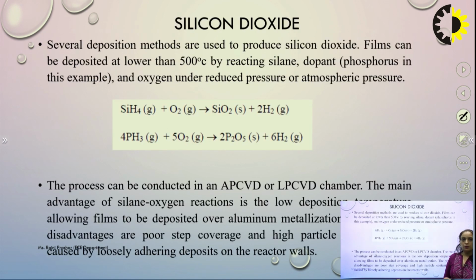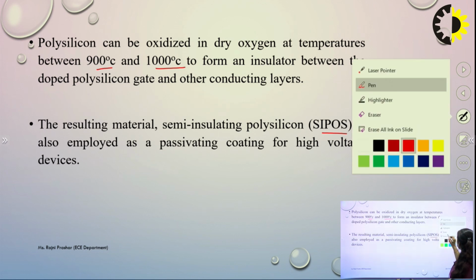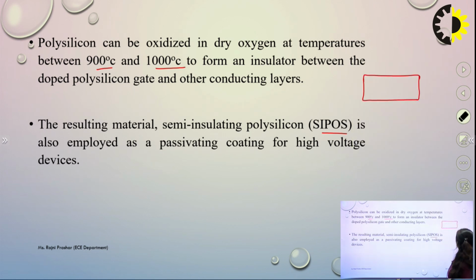The next material which we are going to study for deposition is silicon dioxide. Each material will have a different application. For example, in the previous slide we were studying polysilicon. We know that when we fabricate the MOSFET, we have this oxide layer.